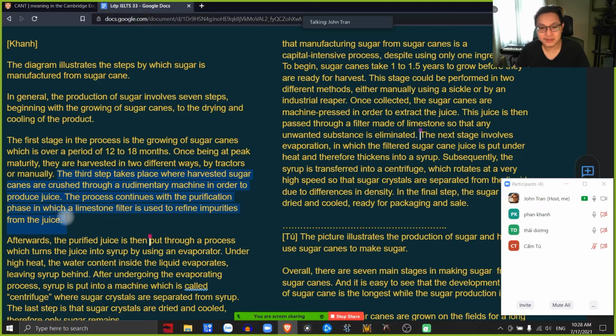Your writing is actually quite fine, Mr. Khanh. Okay, a crush to rudimentary machine in order to produce juice. Okay. The process continues with the purification phase, in which a limestone filter is used to refine impurities from the juice. Well, you can repeat the word juice, no problem, as long as you don't repeat it so many times.